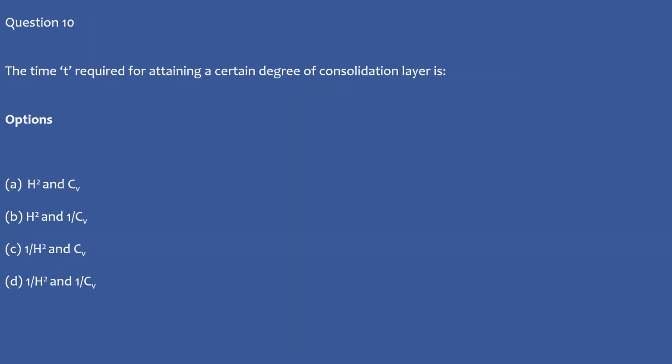Moving to question number 10. So the time required for attaining certain degree of consolidation. We just need to show the relation. We have already seen this. So it's your another CvT by h square. So your t is directly proportional to h square and your t is 1 by c. So your correct answer is B, 1 by c.